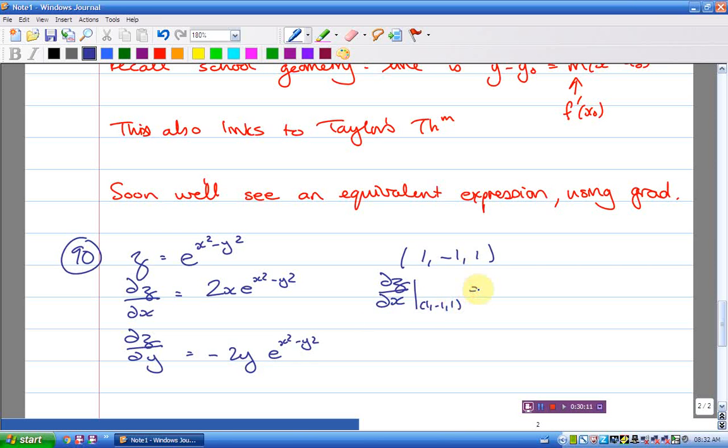X is 1, y is minus 1, so my exponent is 1 minus 1, so it's e to the 0, and e to the 0 is 1, so it's just 2. Oops, sorry, I wrote x there, I meant y. I'll come back and fix it now. Okay, it'll still be e to the 0, and it'll be minus 2 times minus 1, so also 2.